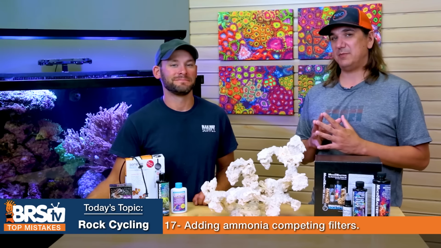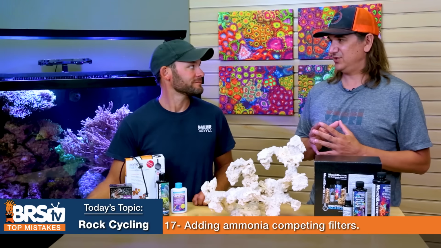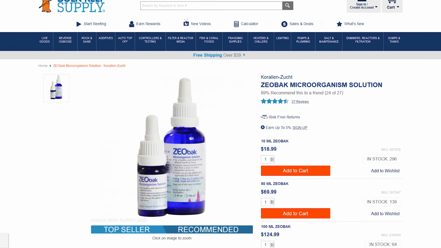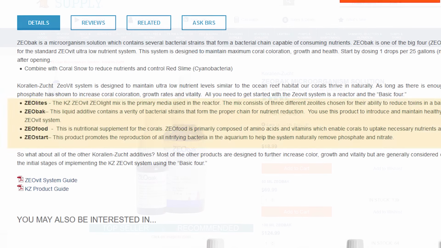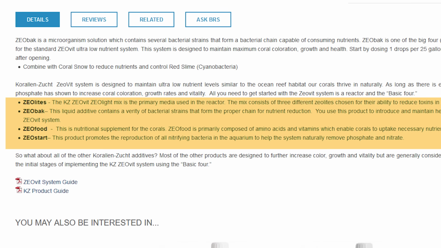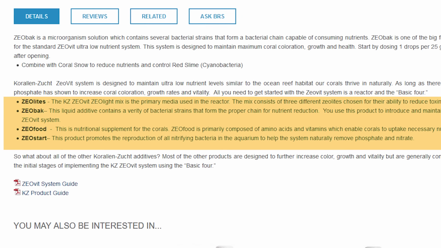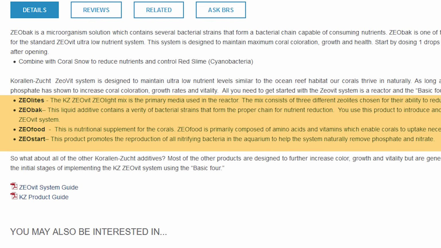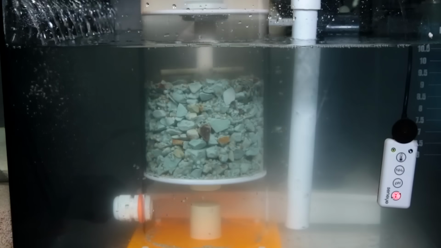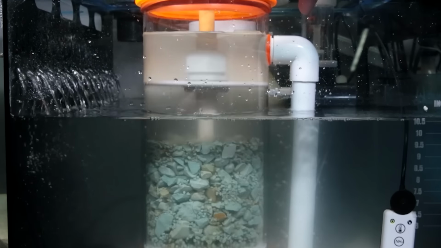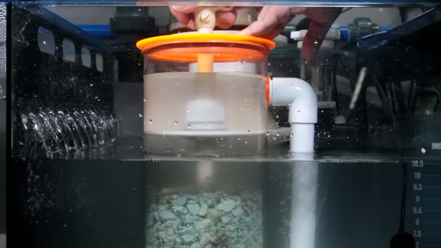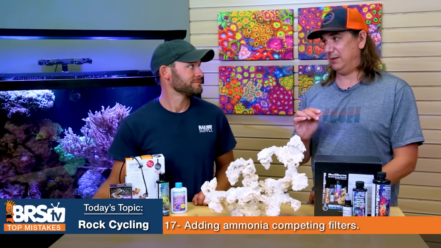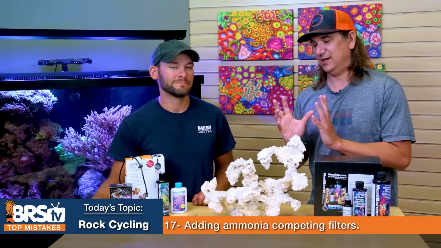Now, there are some options out there that defy this one. So, like KZ actually has a cycle process. So they have, interestingly enough, a food for the bacteria, you dose the bacteria, and there's like a 4-step process to cycling your tank with this. But they also have an ammonia absorbing medium, which is the zeolite media. However, what they're doing here is actually growing much of that bacteria right on the media itself.